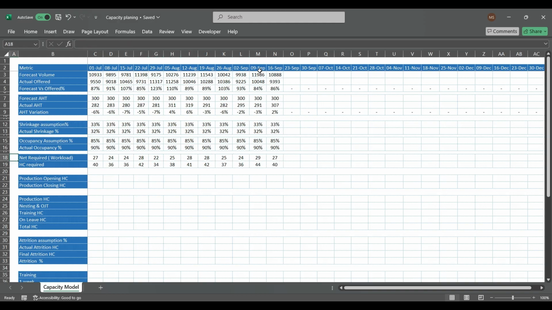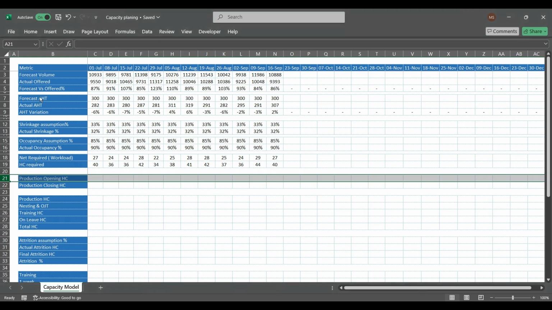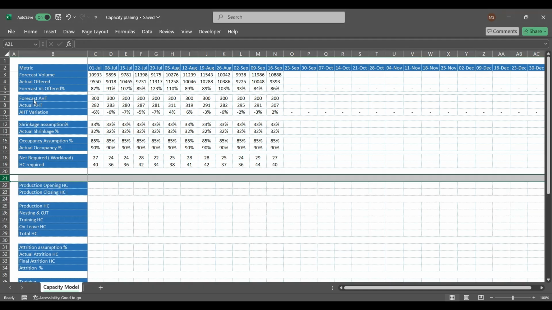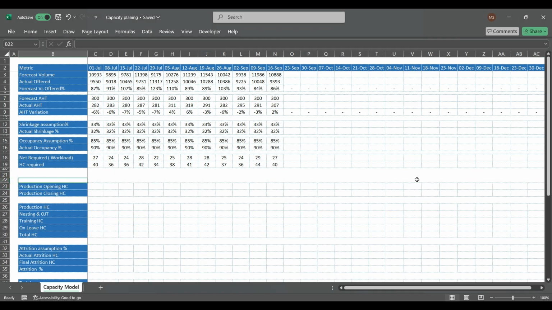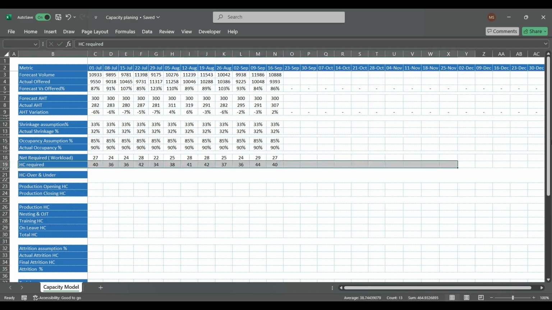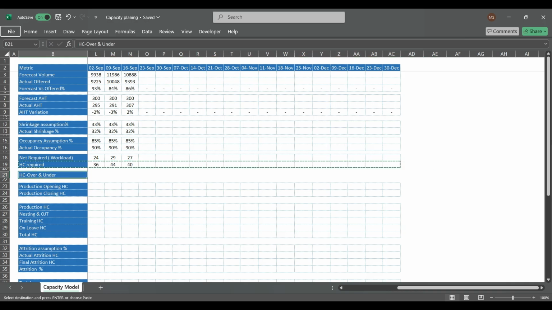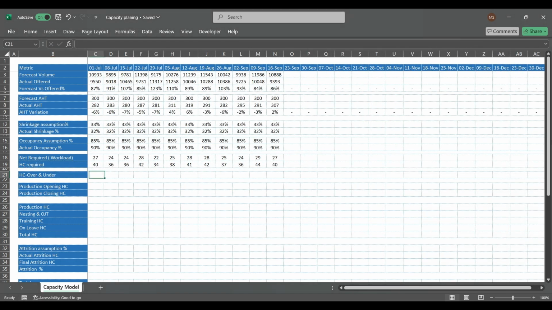So after that we would need to add one column here, one row here, headcount over and under. Okay, so move on to the next part for this video. Right, I need to add this column here. So we will move on to the next part.